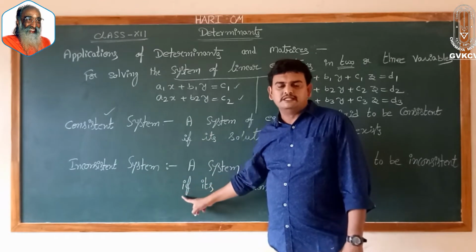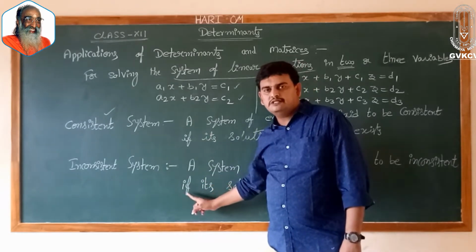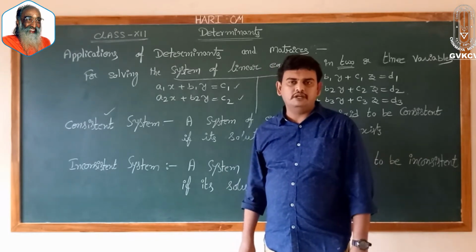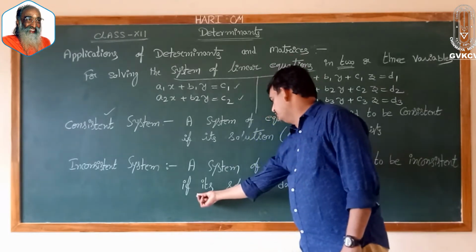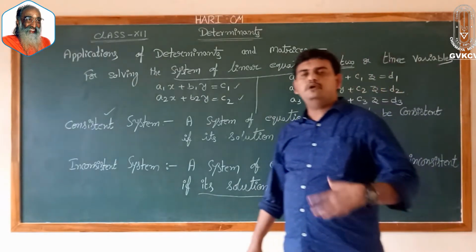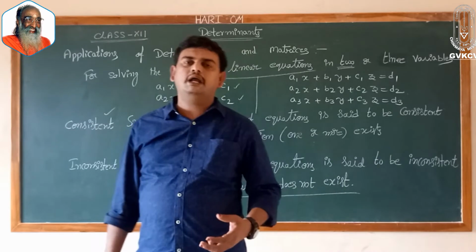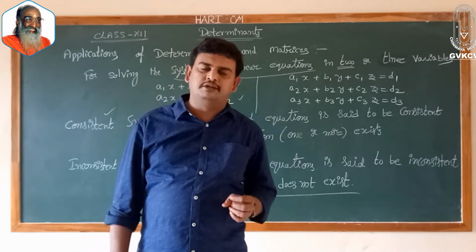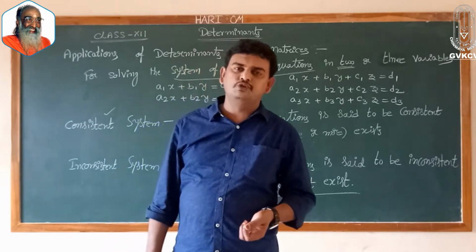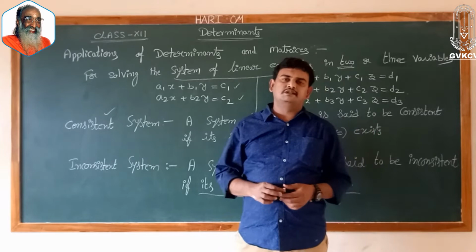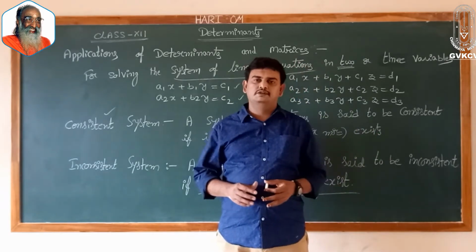Now coming to inconsistent. What is the meaning of inconsistent? There is no solution for the system of linear equations, so its solution does not exist. Where we have a solution, they are called a consistent system of linear equations. Where we don't have a solution, they are called an inconsistent system of linear equations.